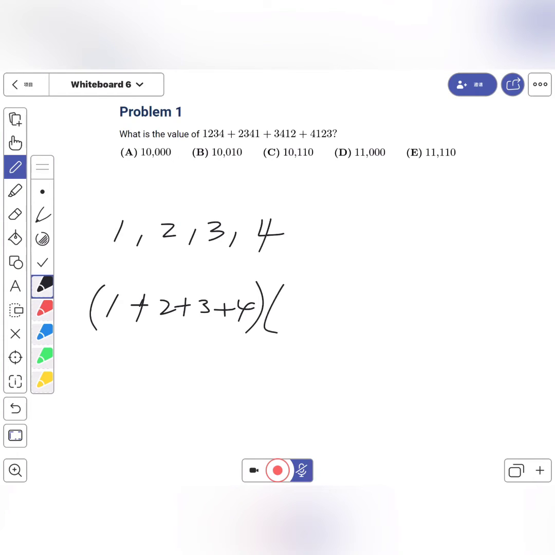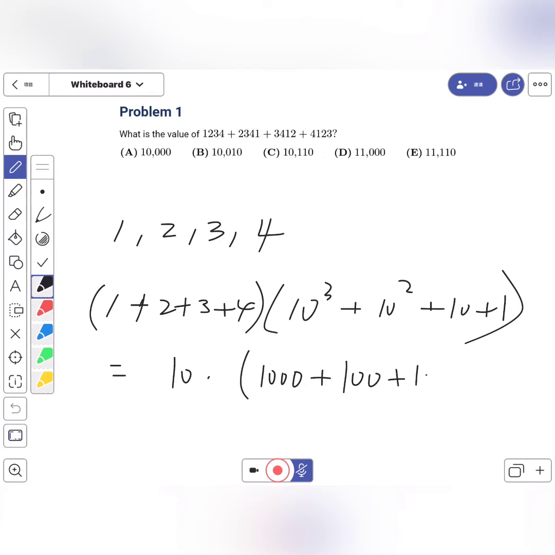And then we have 10 cubed plus 10 squared plus 10 plus 1, giving us 10 times 1000 plus 100 plus 10 plus 1, which gives us 11,110 as our answer.